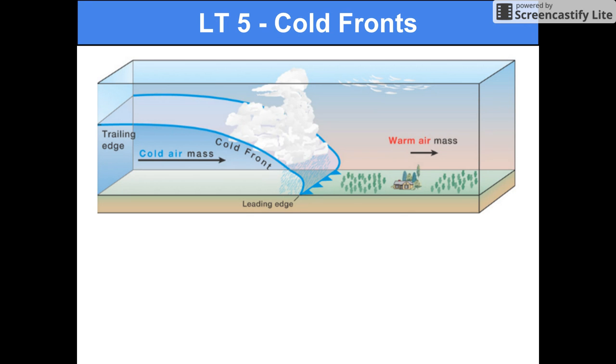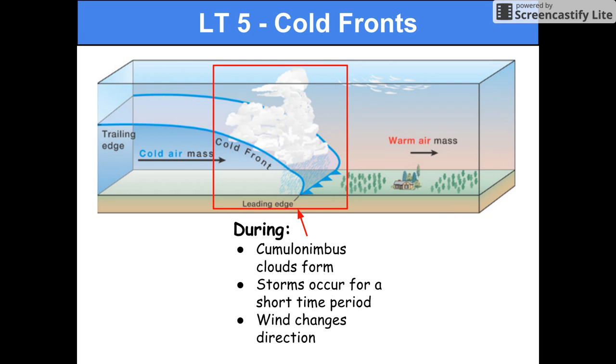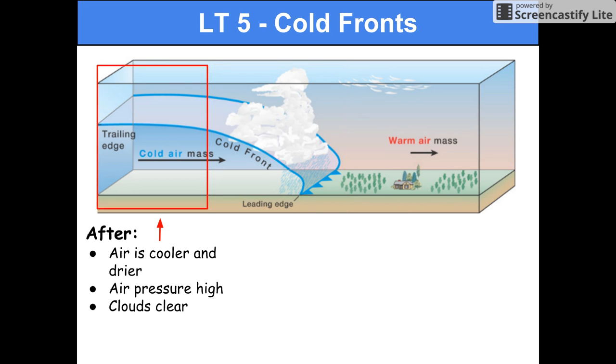You will have to know the weather before, during, and after a cold front. Before a cold front, air is warm and humid. Air pressure is low but begins to increase, and some cirrus clouds may form. During a cold front, cumulonimbus clouds form. Storms occur for a short period of time, and wind changes direction. After a cold front, air is cooler and drier. Air pressure is high, and clouds clear because that air mass sinks to the ground due to its higher pressure.